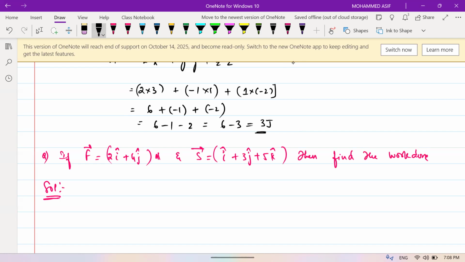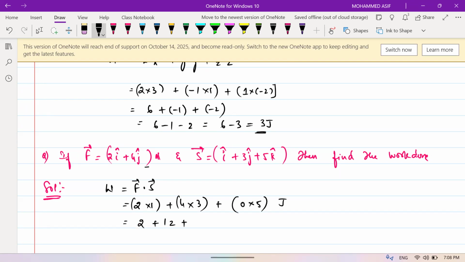14 joules, sir. Very good. W is equal to F dot S. I'm directly multiplying I into I, that will be 2 into 1 plus 4 into 3. The next one is plus, here there is no K, so 0 into 5. Unit is joule. 2 into 1 is 2, plus 4 threes is 12, 0 into 5 is 0. That will be 12 plus 2, equal to 14 joules. Did you get it? Yes, sir.